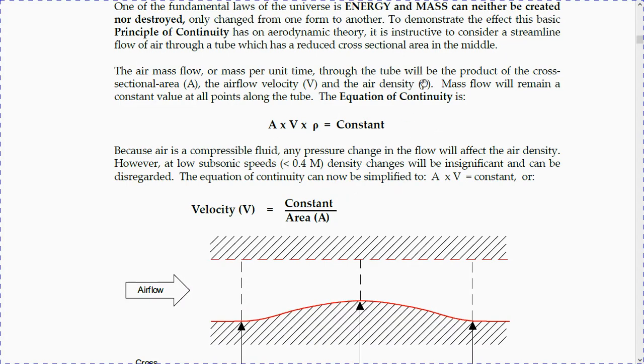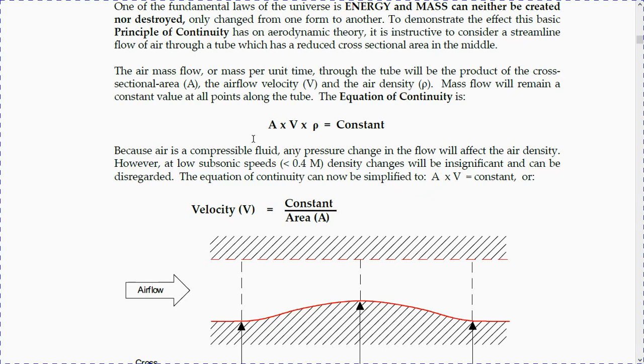So what this means is that the mass flow of a certain amount of kilograms per second will remain constant even when the cross-sectional area is lower, for example in this part here. Because air is a compressible fluid, any pressure change in the flow will affect air density. However, at low subsonic speeds, less than 0.4 Mach, density changes will be insignificant and can be disregarded.